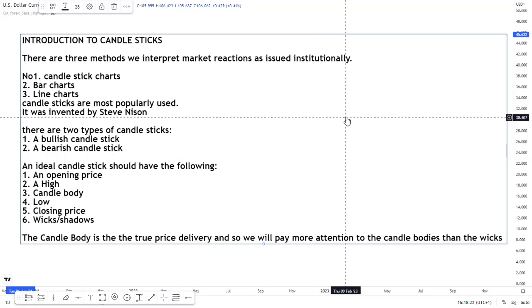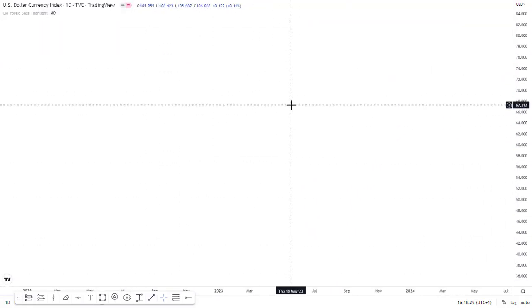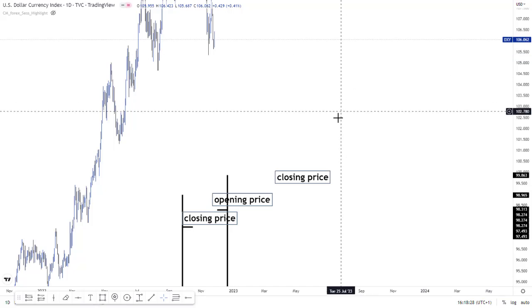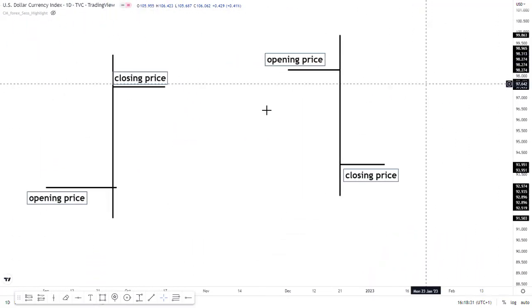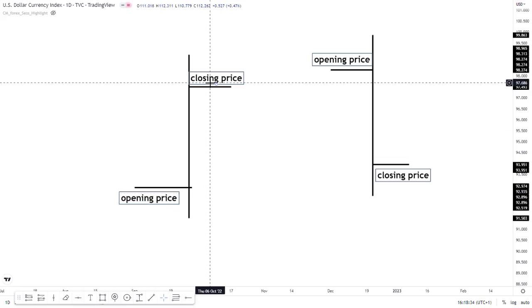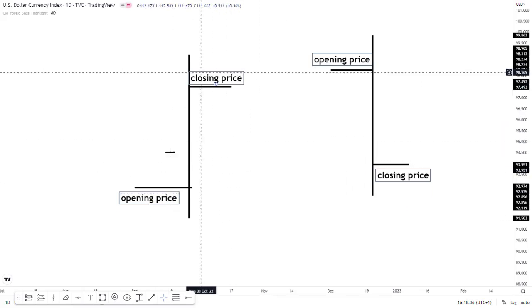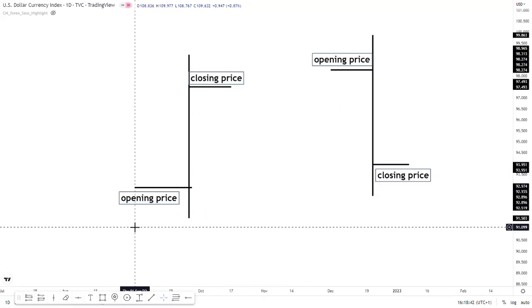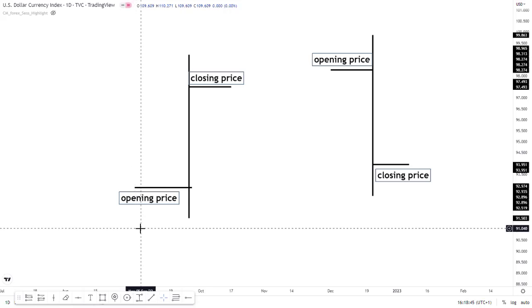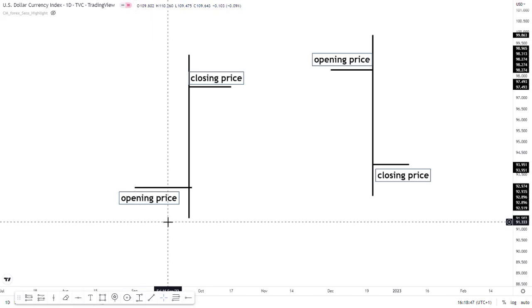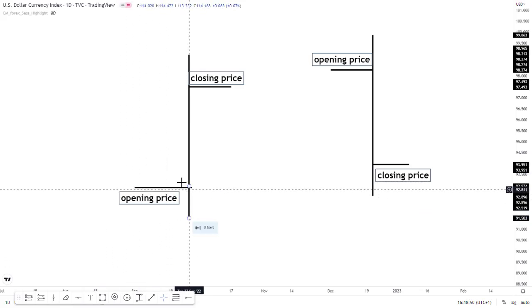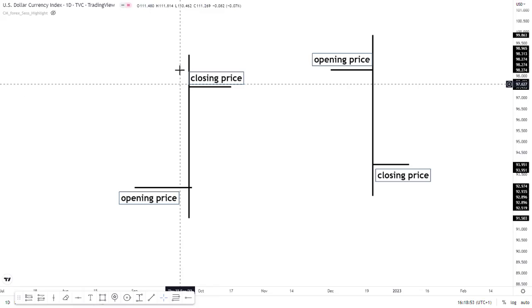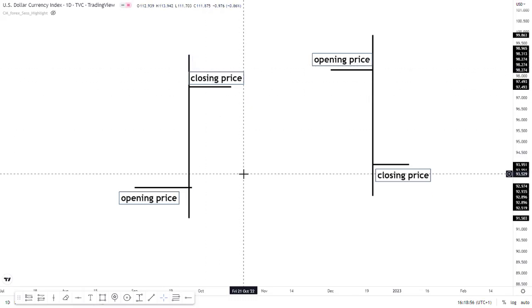So quickly, let me show you what that means, the anatomy of the candle. Remember, I said a candlestick should have these characteristics. Number one, the opening price and a closing price. This is the major difference between a bullish and a bearish candlestick. Why? Because a bullish candlestick is a candle that tells us that the institutions are buying, meaning that the opening is usually lower than the closing price. Why? Because logically, you don't want to buy something that is expensive. You want to buy something when the price is very low or cheap.